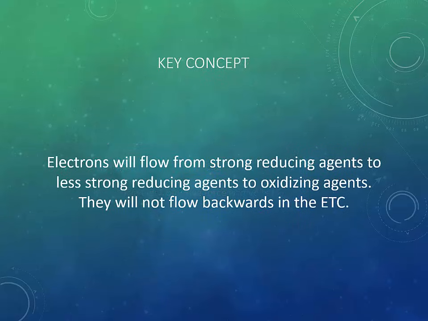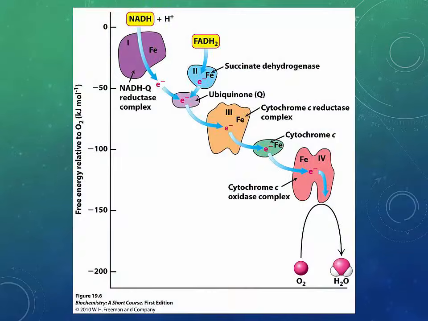So electrons are going to flow from strong reducing agents to less strong reducing agents to oxidizing agents, and they will not flow backwards in the electron transport chain. So what we're going to see in the electron transport chain is that electron carriers are going to offload their electrons onto their cognate complexes. So NADH will offload electrons onto the NADH ubiquinone oxidoreductase. FADH2 is going to offload electrons.